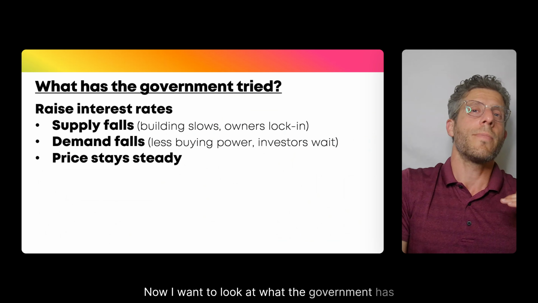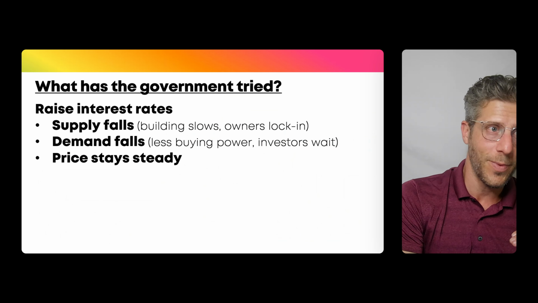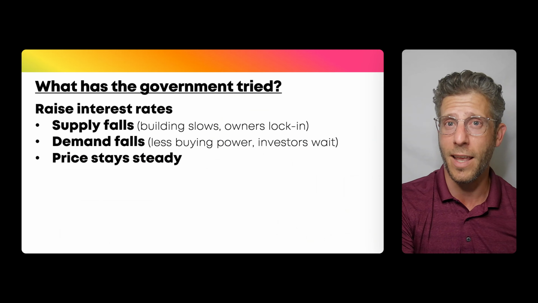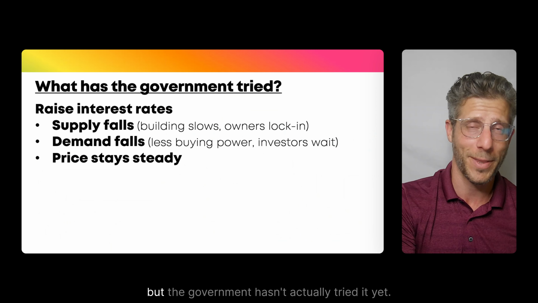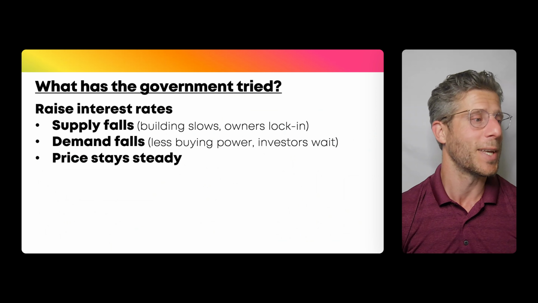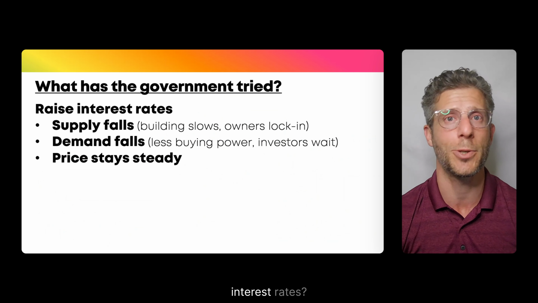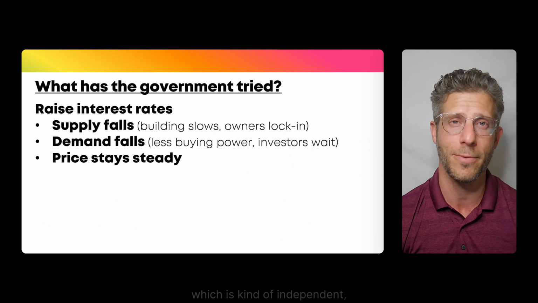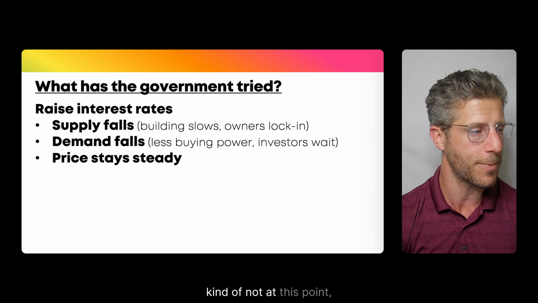Now, I want to look at what the government has tried to do in the past, what hasn't worked, and what will work, but the government hasn't actually tried it yet. So what happens when the government raises interest rates? This is the Fed, which is kind of independent, kind of not at this point.